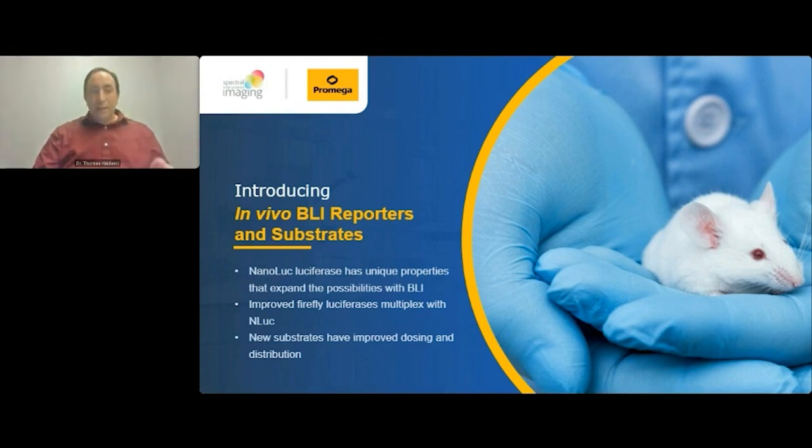In addition to talking about the unique properties of the enzymes, they really don't do anything without the bioluminescent substrate, which is what the enzyme acts on to generate an excited state that then emits a photon. So I'm also going to talk about how these substrates have been developed to work well, and again, focusing on the NanoLuc luciferase substrate, and talk about the improved dosing and distribution that make these really ideal for BLI.